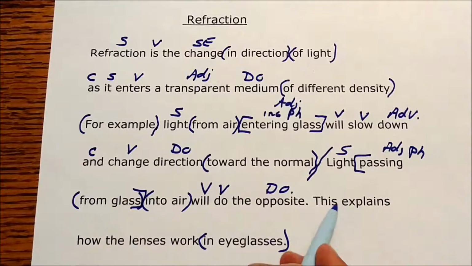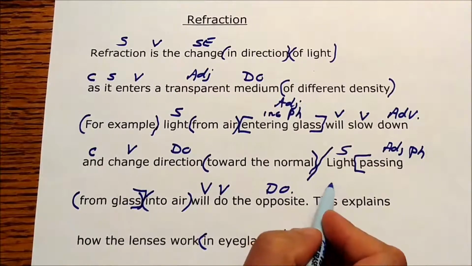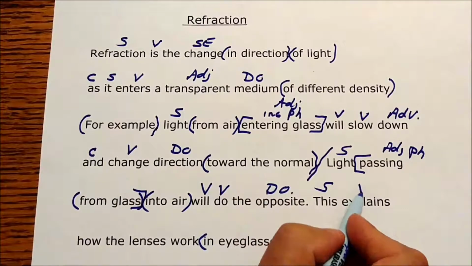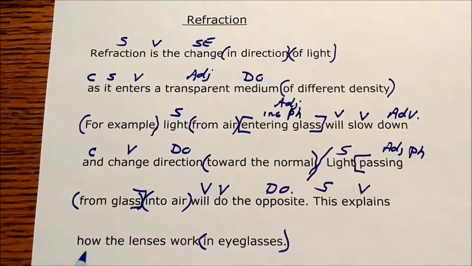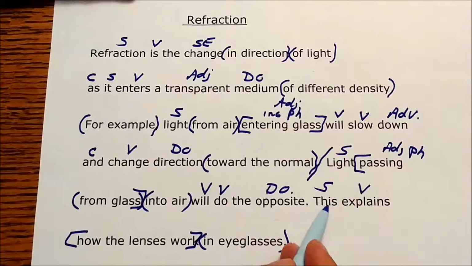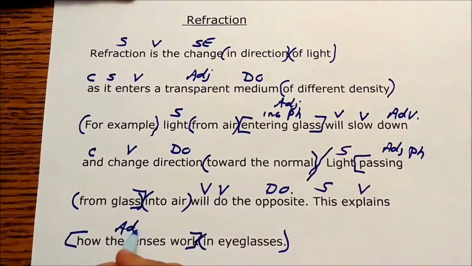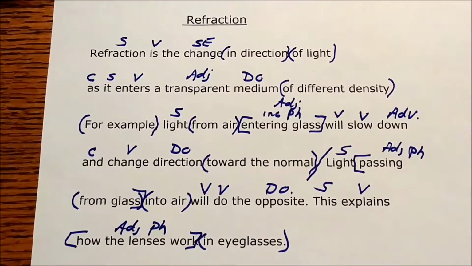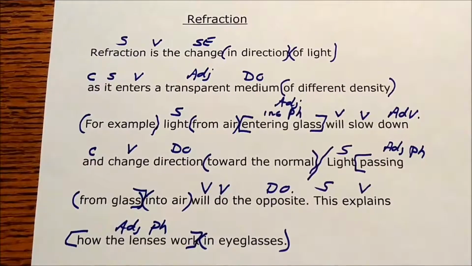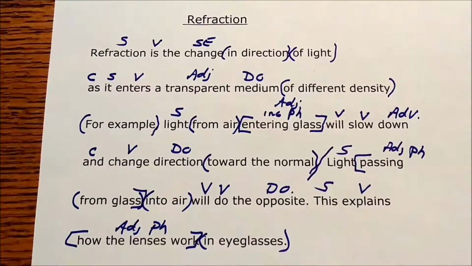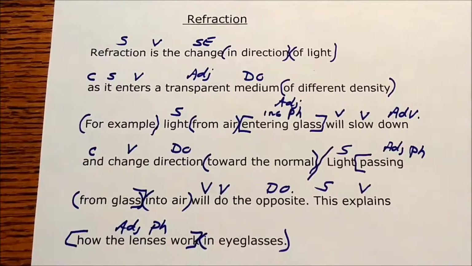Let's look at the last sentence. This explains how the lenses work in eyeglasses. This is the subject. Explains, verb, very clear there. How the lenses work is a phrase, and it's a phrase that describes this, right? So it's an adjective phrase. And in eyeglasses is still a prepositional phrase. So we have thus analyzed the definition of refraction. Okay, let's move on.